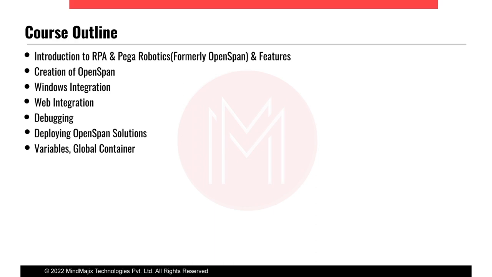And coming to deploying OpenSpan solutions. Once we are done with the development of the OpenSpan solution and we have tested that the automation is working fine on the testing environment, we have to deploy it in the UAT. After the completion of unit testing, some tester has to test that application on the UAT environment. Then we have to give it to the client for the production environment. So there are some procedures where we can deploy that.